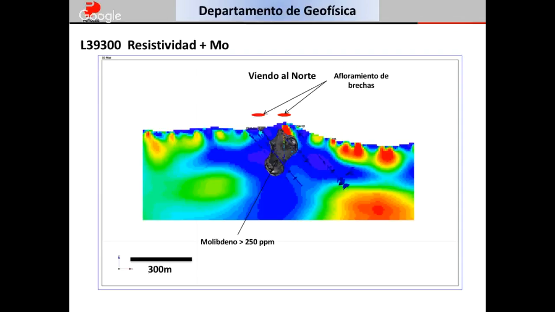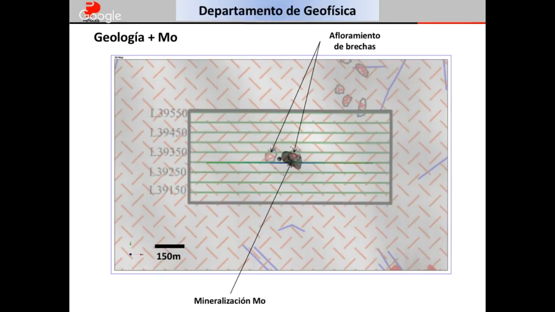So we can see then that the electrical resistivity associated with breccias is a low resistivity, and the resistivity associated with the intrusive is a high resistivity. So this is the model for this line. This is the central line along this way.